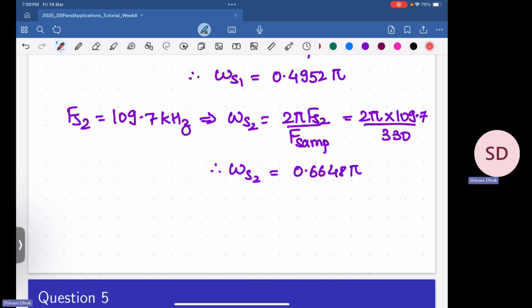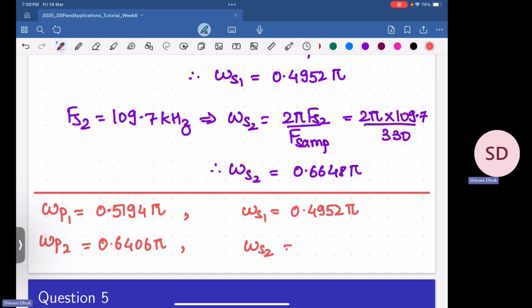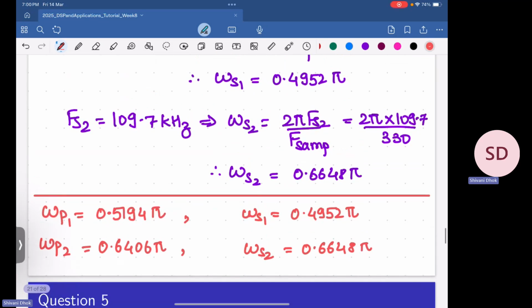So what did we get now? We have all the things that we need. Let me write it down at one place. We have omega P1 as 0.5194 pi. We have omega P2 as 0.6406 pi. Omega S1 comes out to be equal to 0.4952 pi. And we have omega S2 as 0.6648 pi. So these are the normalized specifications that we have got.